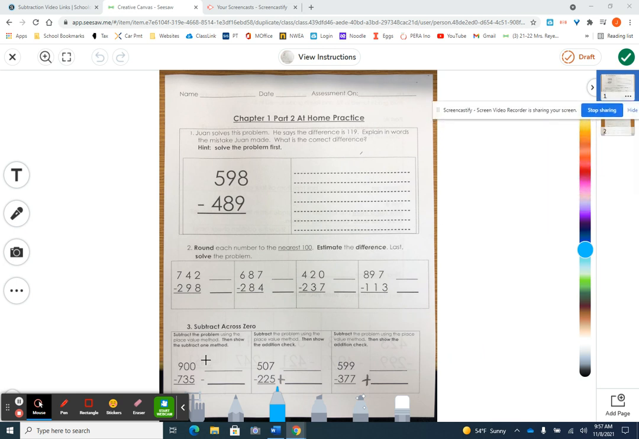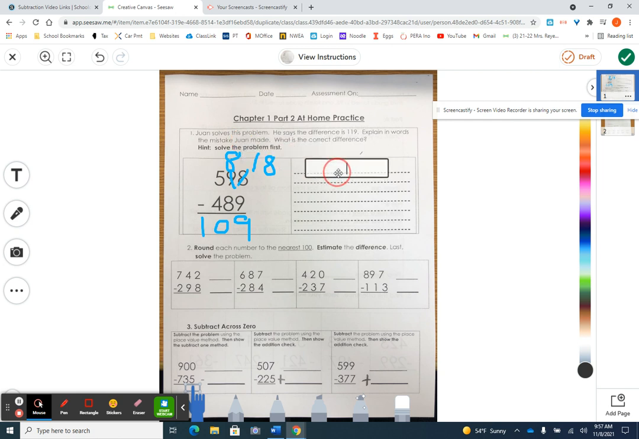As I'm looking at this, I'm noticing that when I look at my ones place, my 8 is less than 9. So I'm going to have to regroup. I'm going to cross that out, make an 8, and then this now becomes 18. And I know that 18 minus 9 is in fact 9. Now looking at my tens, I've got an 8 minus 8, which is 0. And then my 5 minus 4 is 1. So the answer is in fact 109 and not 119.